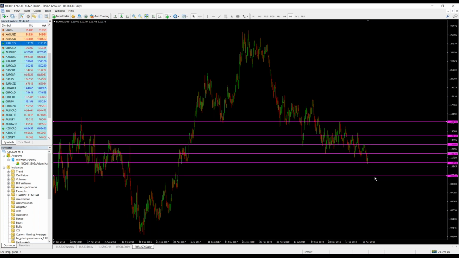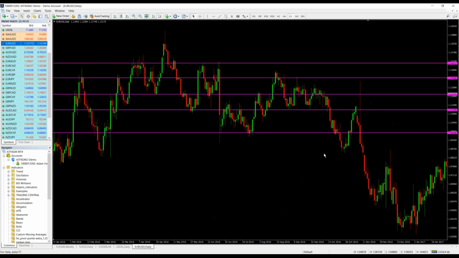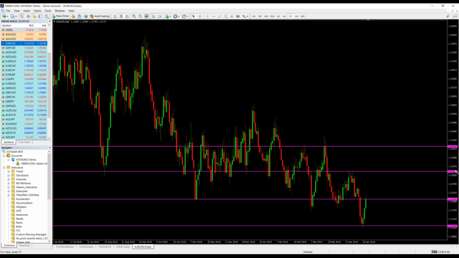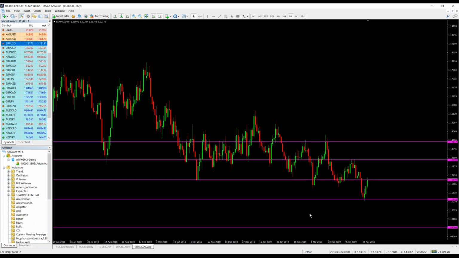I'm laughing at myself, sorry. There we go. Done. So I've kept it nice and clean. Let's zoom in and have a look at what the market looks like now where we are. So this is good. I've got a pretty good indication of where the market is likely to go.